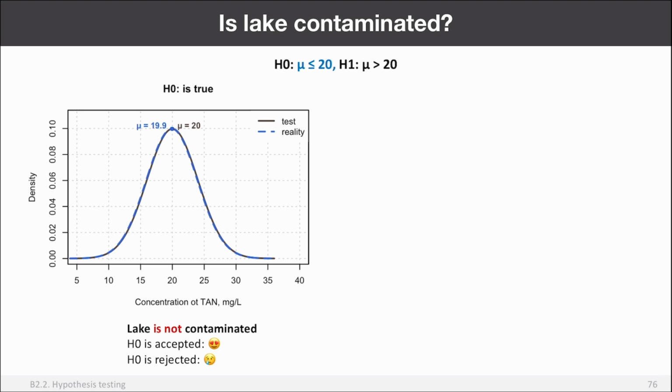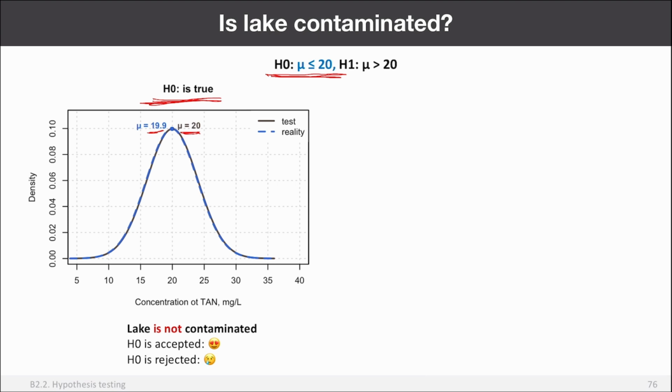So strictly speaking, you have two possibilities. Either your null hypothesis is true, and in my case, the null hypothesis is the lake is not contaminated. So it means that average total ammonia nitrogen is equal to or below 20, so it does not exceed 20. And then you can see in this particular situation, the null hypothesis is true. This is the reality, and this is my test, right? So you can see that the reality and test are almost identical in this particular case. So the lake is not contaminated indeed.